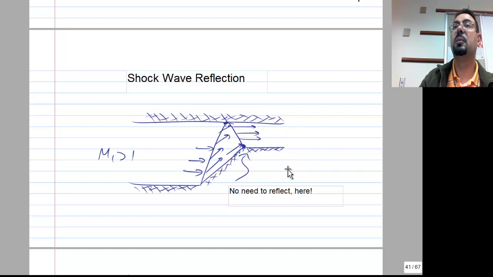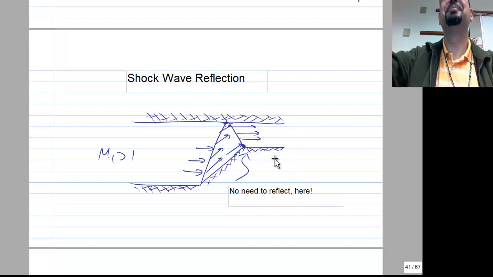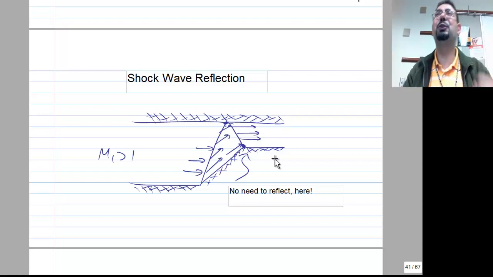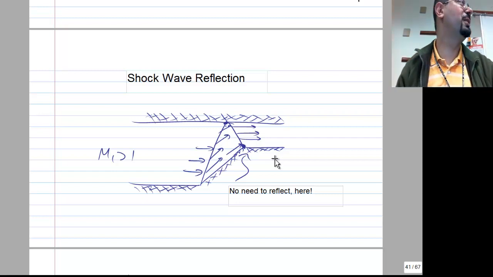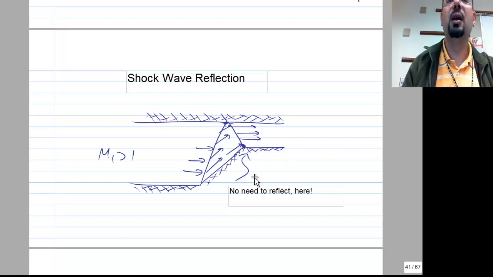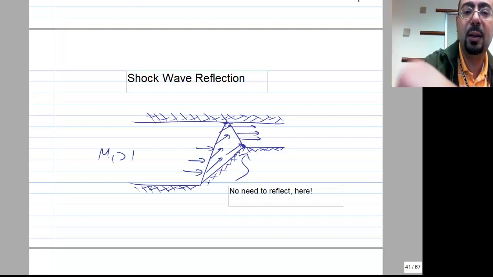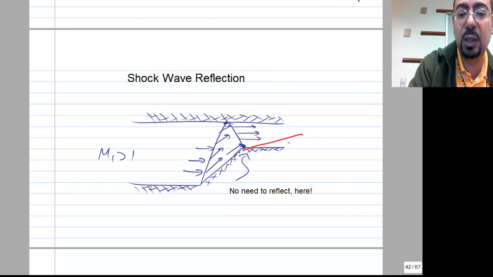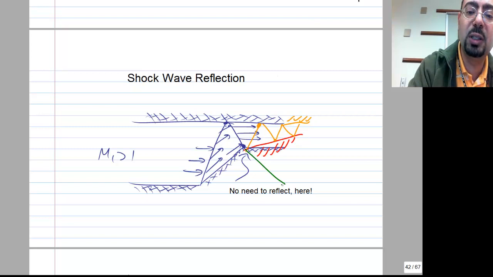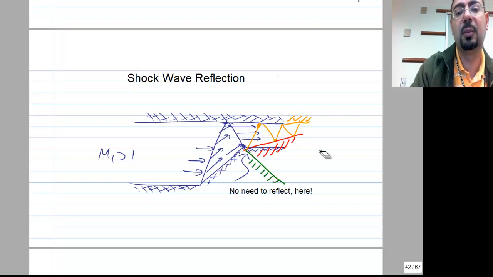Now, what about if the angle, instead of being parallel there, opened up even wider? That's today's chapter, chapter 7. So Robert's question is, we understand that if the wall is like this, a shock wave will reflect, and then reflect, and then reflect, and keep reflecting. But his question is, what if the wall is like this? What will that do?